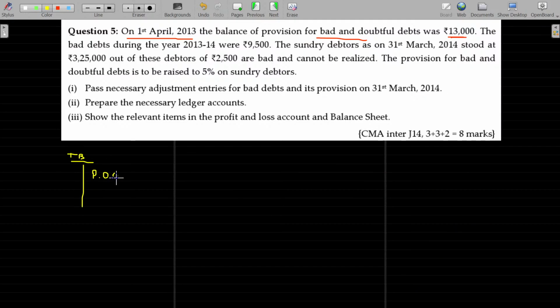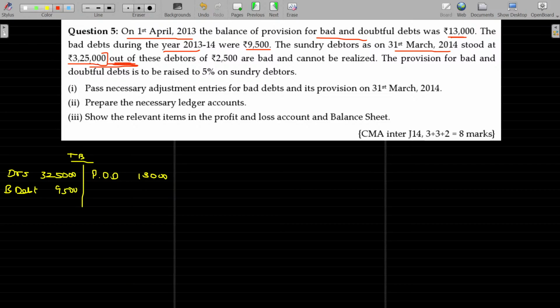Provision for doubtful debt should appear on the credit side, 13,000. The bad debt during the year 13 and 14 were 9,500. Sundry debtors as on 31st March 2014 stood at rupees 3,25,000. Right. So debtors on the debit side of the trial balance will show 3,25,000. And bad debt on the debit side of the trial balance being 9,500.